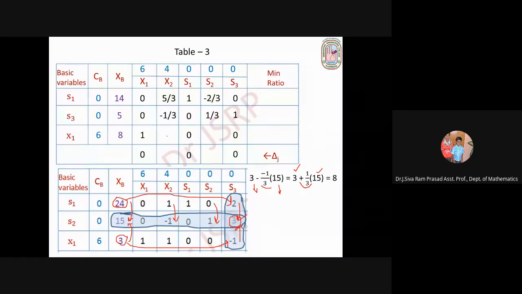Next, x2. To calculate the x2 value, just replace the present value 1 and the pivot row element minus 1. Here just replace 1 and here minus 1. So 1 plus 1 by 3 into minus 1. So 3 minus 1, 2 by 3. This is 2 by 3. S2 value: here just replace the present value 0 and the pivot row element 1. Here 0 plus 1 by 3 into 1. That is 1 by 3. So this value is 1 by 3. Okay.